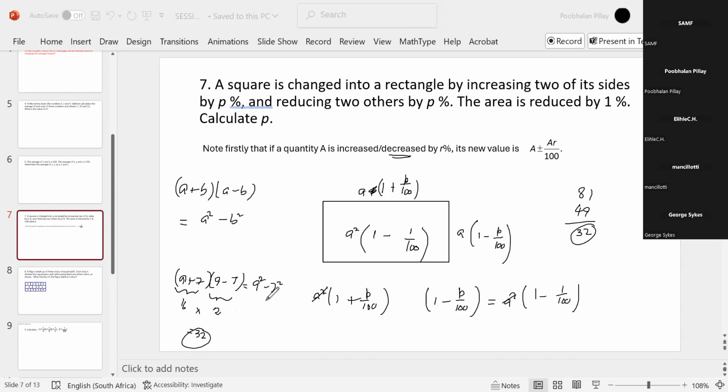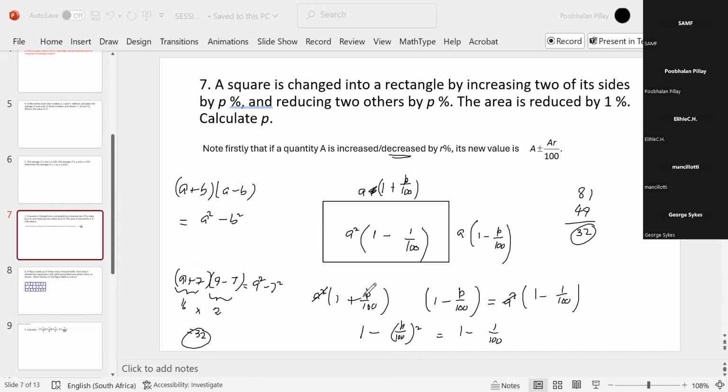That's a beautiful thing. So this is great power in algebra because you don't use numbers, you use symbols, and you have all these beautiful formulae. So here I've got 1 plus p over 100 times 1 minus p over 100. These two numbers are being added and subtracted. So this is 1 minus the square, 1 squared, which is 1, and you've got p over 100 squared. And that is equal to 1 minus 1 over 100.